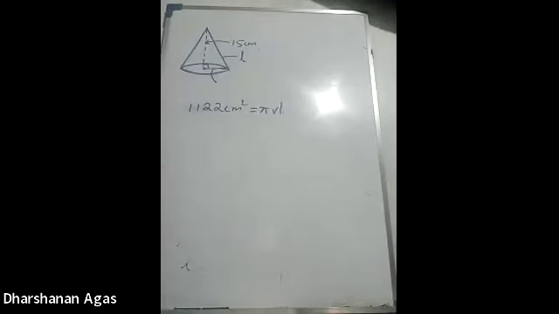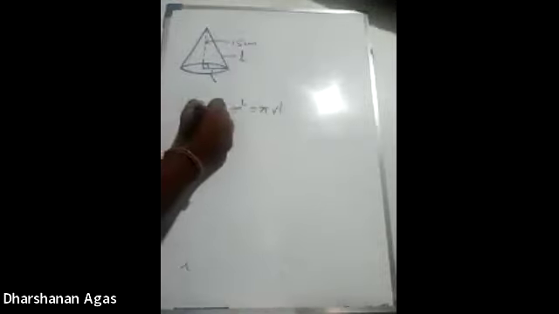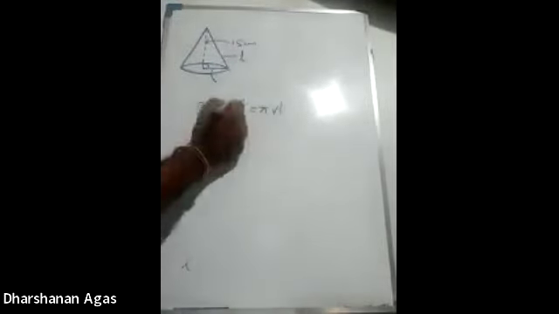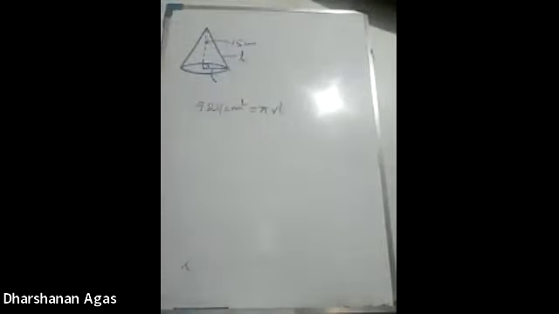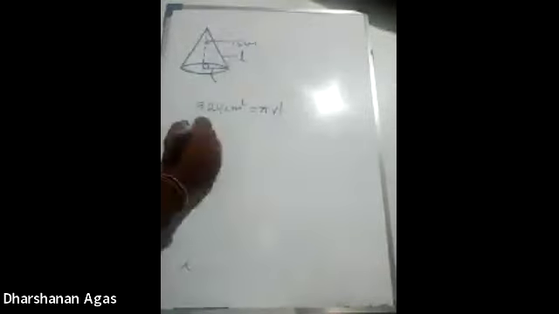Sorry students, here 924, small mistake. The 924 centimeter square. Right? So directly we can substitute. Now I gave the slant height is 21 centimeter and the curved surface is 924. So we have to find only the radius. So in this formula only we have to substitute. Then pi r L.